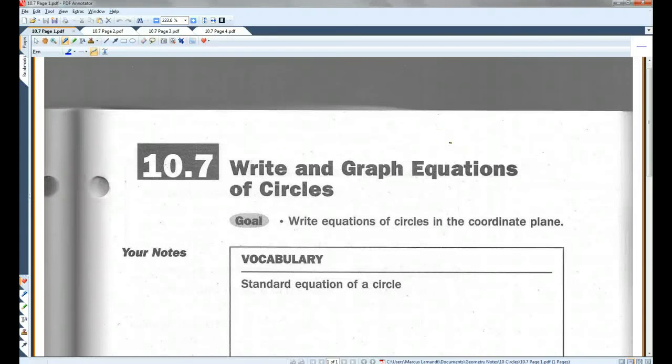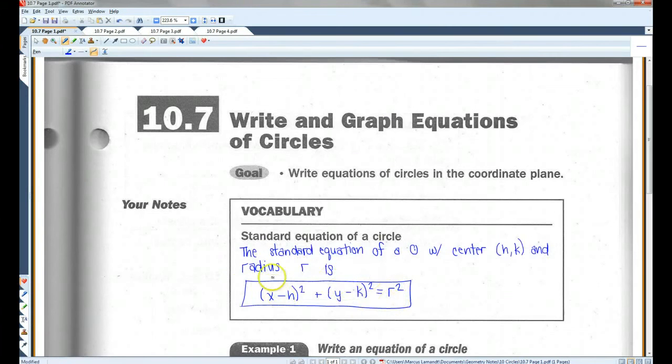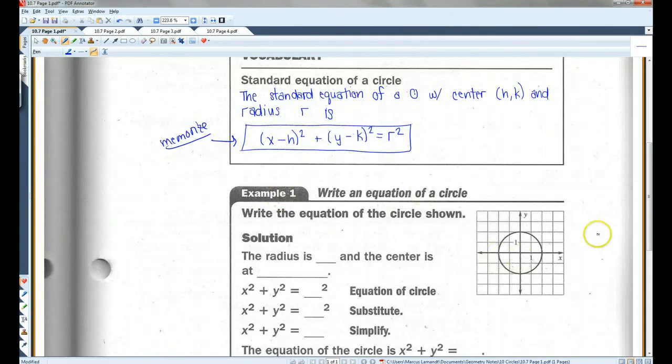Alright, last section of chapter 10, write and graph equations of circles. The standard equation of a circle. This is the standard equation of a circle with center (h, k) and radius r. It'd be a good idea to memorize this one. Okay? Alright, write an equation of a circle.